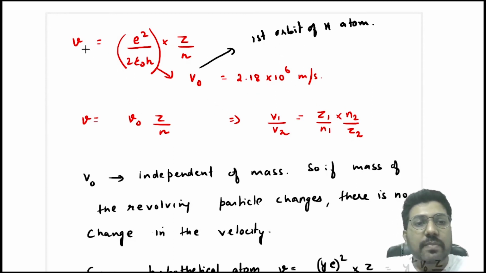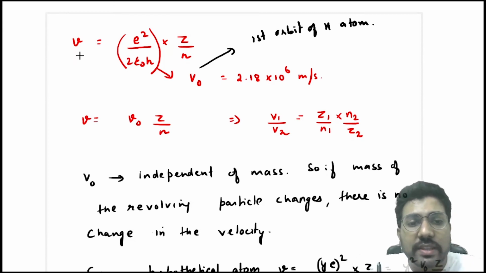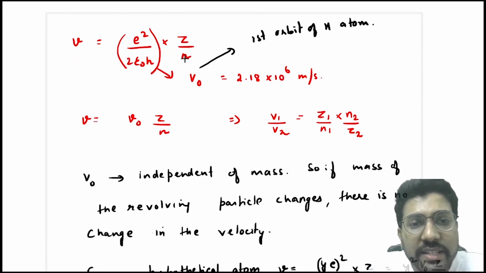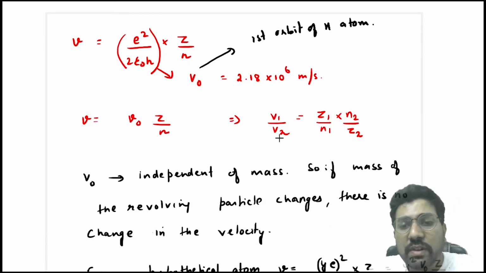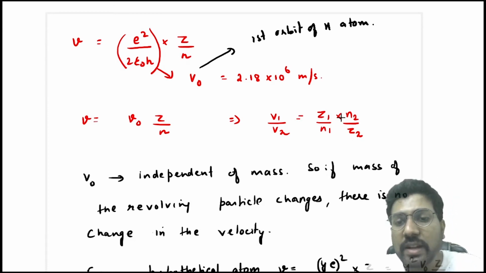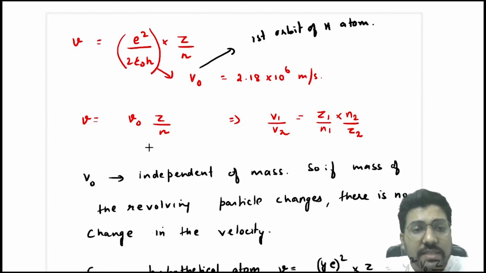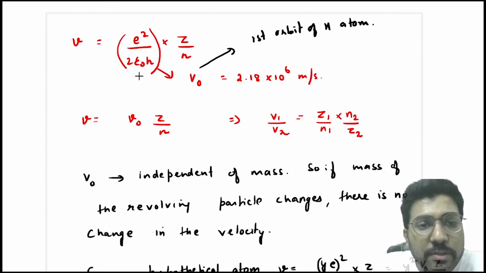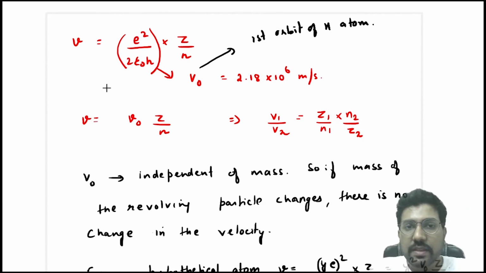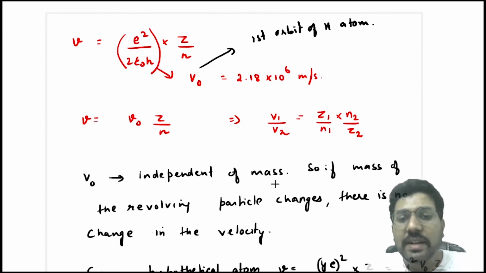Now, what is the ratio? If they ask you the ratio, this time the proportionality is Z by N. So I'll write V1 by V2 is equal to Z1 by N1 into N2 by Z2. This time, if you see carefully here, you will see that there is no term of mass. So V naught is independent of mass.